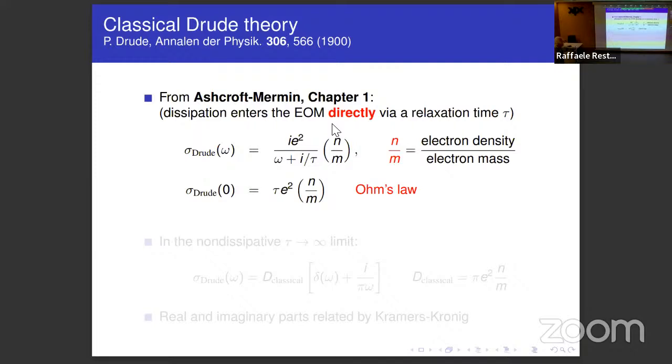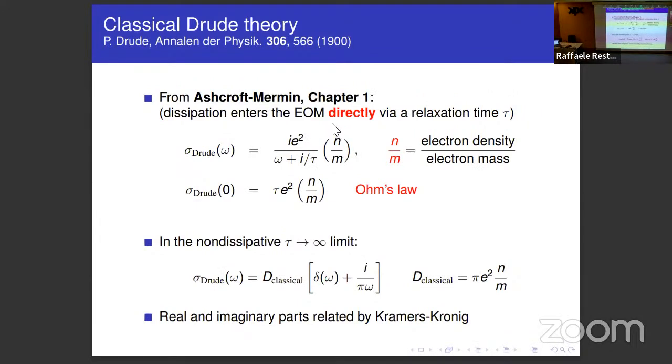I will study only the dissipationless limit, in which case the formula in the Ashcroft-Mermin textbook, if you take this limit when tau goes to infinity, of course, you no longer have Ohm's law. By definition, you take this limit and you get a delta plus i over pi. The two quantities are related, as it must be, by the Kramers-Kronig relationship. When omega is zero, the conductivity is infinite.